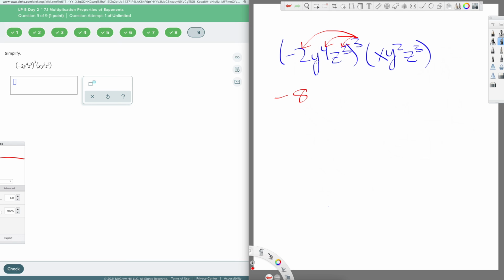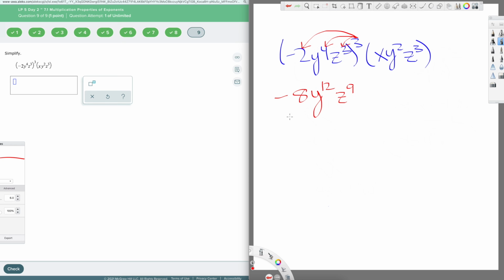Then remember, this is a power of a power, so I'm going to multiply. It would be 12, because if I expanded this, the whole piece would be written 3 times, and 4 plus 4 plus 4 is 12. Z to the third power is z to the 9th power. 3 times 3 is 9.